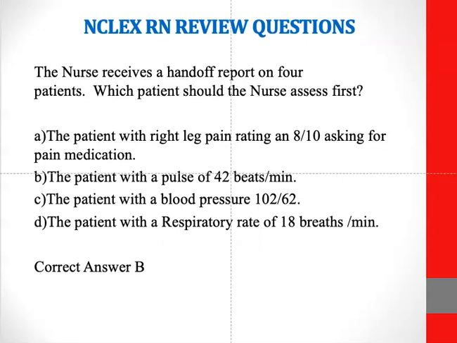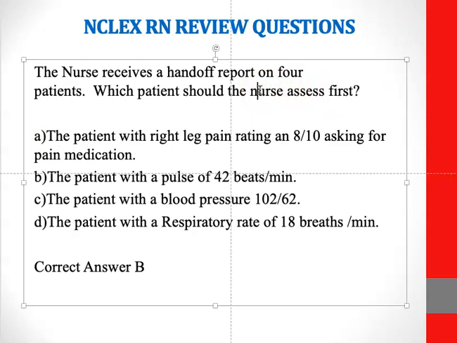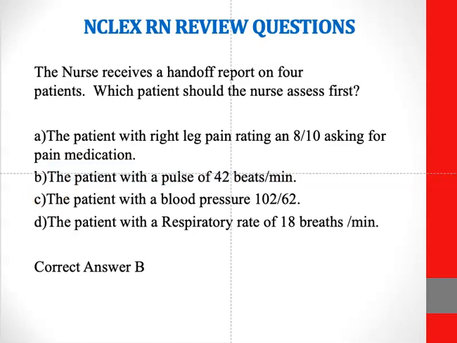The nurse receives handoff report on 4 patients. Which patient should the nurse assess first? So now this is a priority question. A, the patient with right leg pain, rating 8 out of 10, asking for pain medications. B, the patient with a pulse of 42 beats per minute. C, the patient has a blood pressure of 102/62. D, the patient with respiratory rate of 18. All of these are within normal limits, except one. The one that the nurse is going to take priority over is the heart rate of 42, because this patient is in bradycardia. So that takes precedence over the other ones. So B is the correct answer for that question.